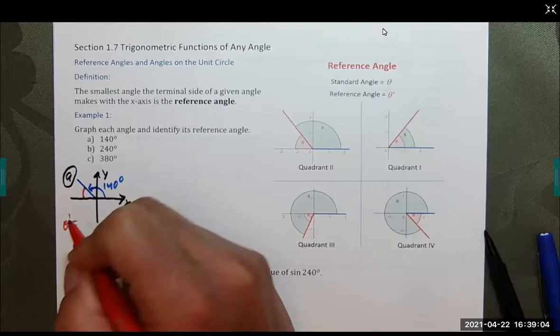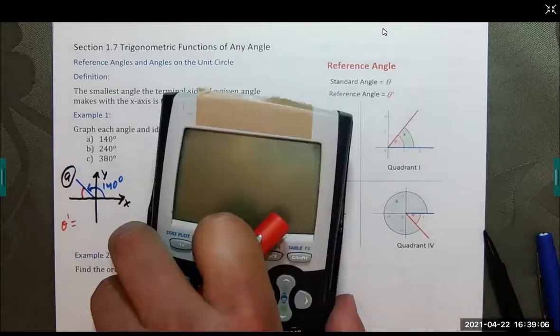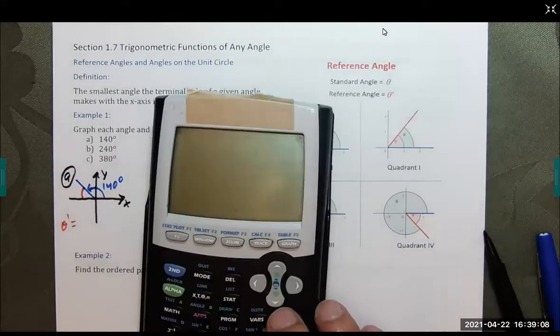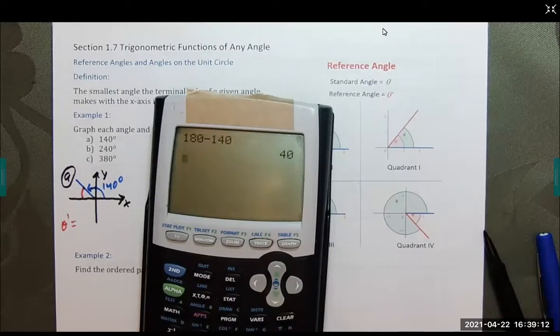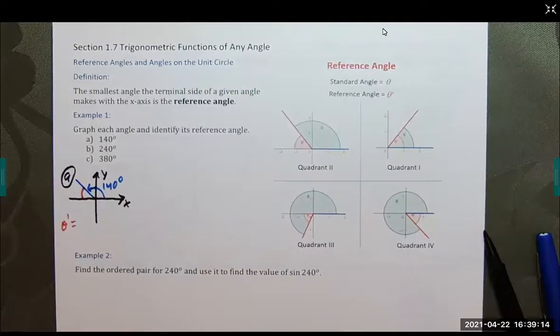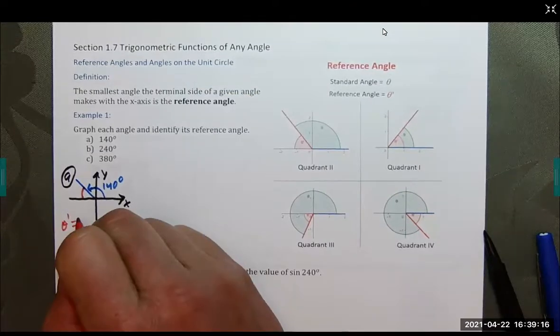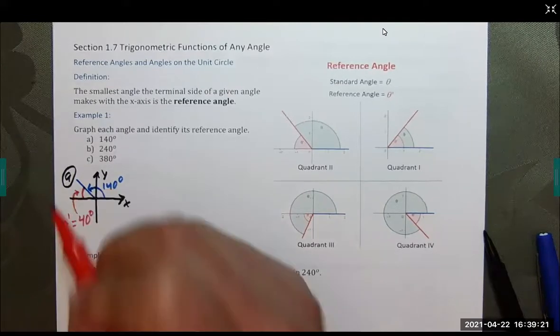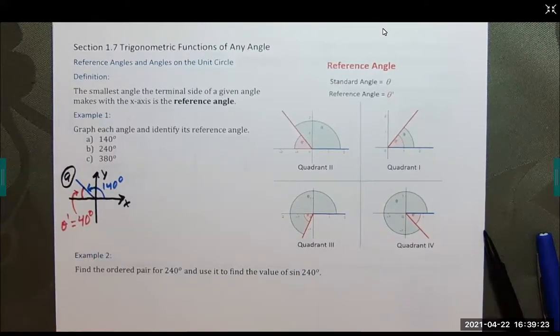The way I'm going to get that is I'm going to do 180 minus 140. So our reference angle in this case is 40 degrees. And that is right there. We're going to use the reference angle so that we can use our unit circle and our special triangles.